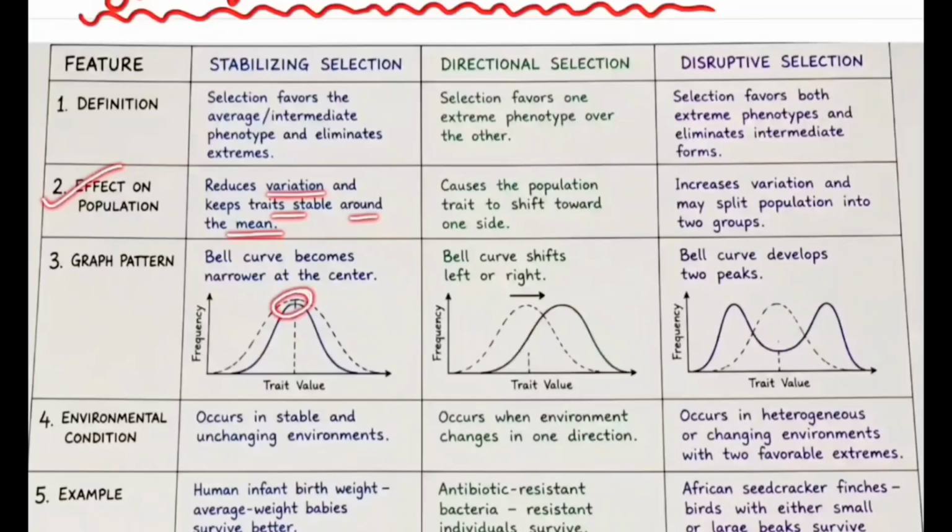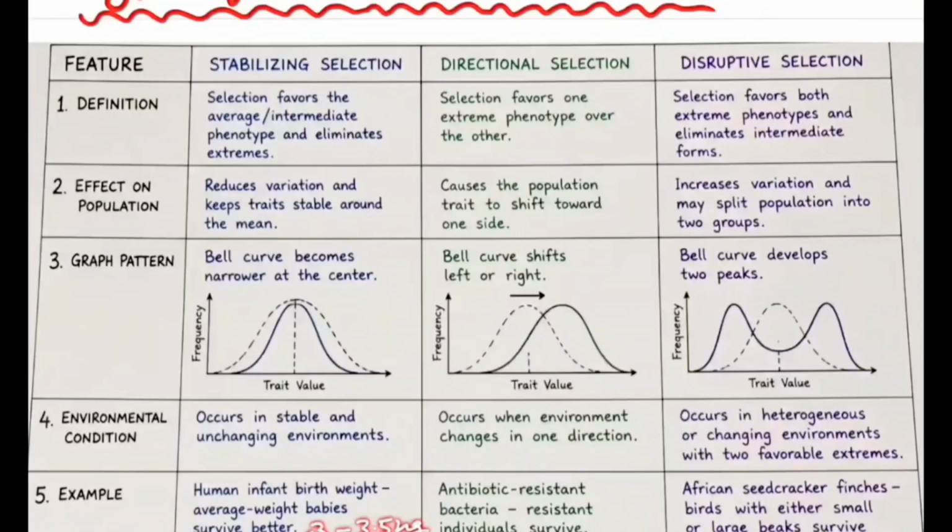Environmental condition: occurs in stable and unchanging environments. Example: human infant birth weight. Babies of average weight survive better. That means babies weighing 3 to 3.5 kg survive better.